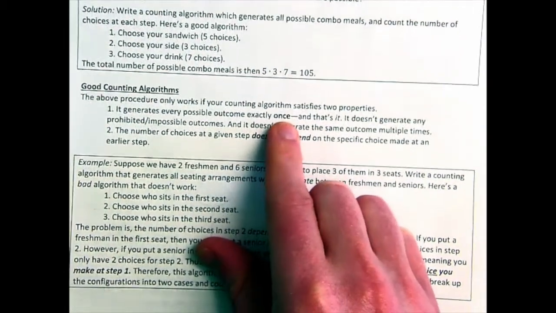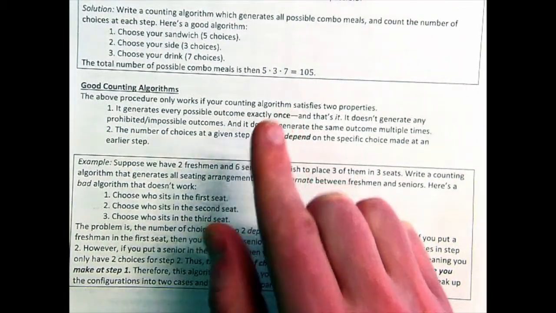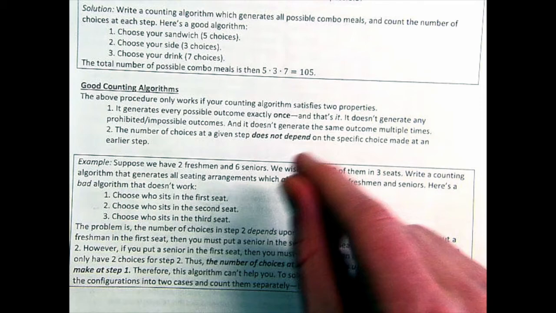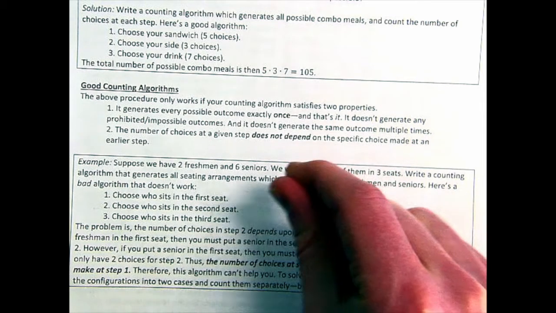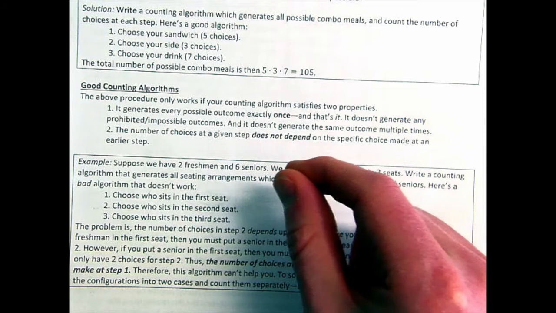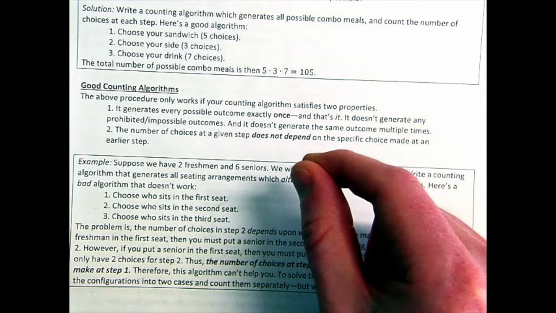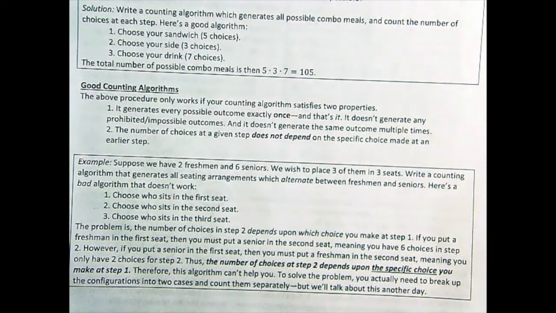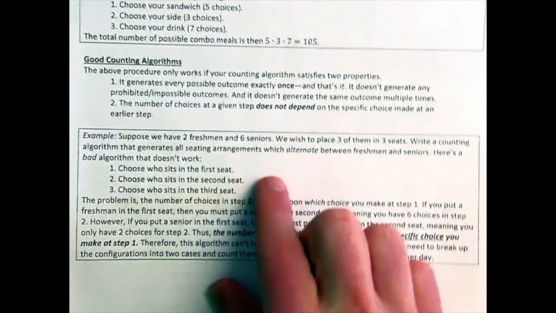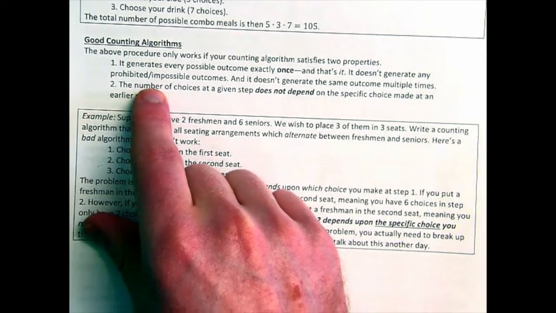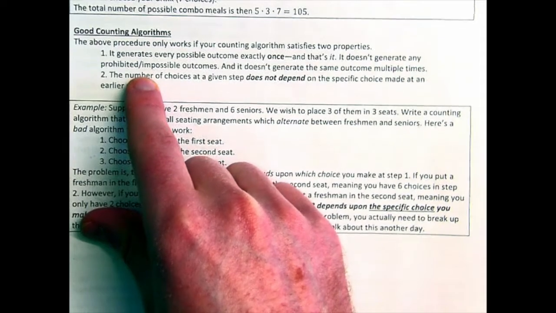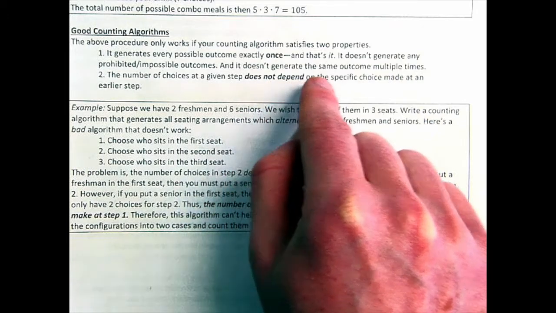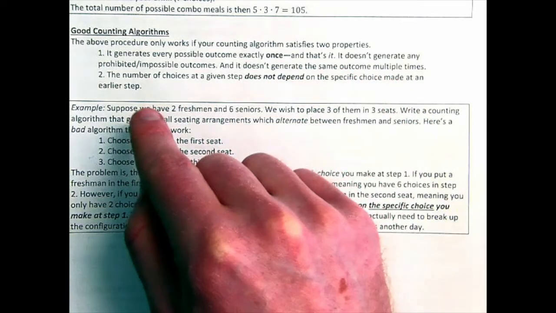And also, it's really important that your algorithm only generate each outcome exactly once. If you write an algorithm that generates the same outcome multiple times, then your algorithm is going to overcount the number of possibilities. So your algorithm needs to generate every possible outcome once and only once. The other property that a good algorithm must have is that the number of choices at a given step does not depend on the specific choice made at an earlier step.